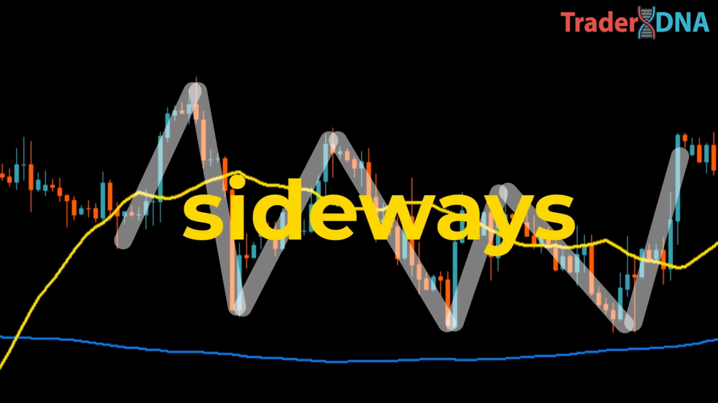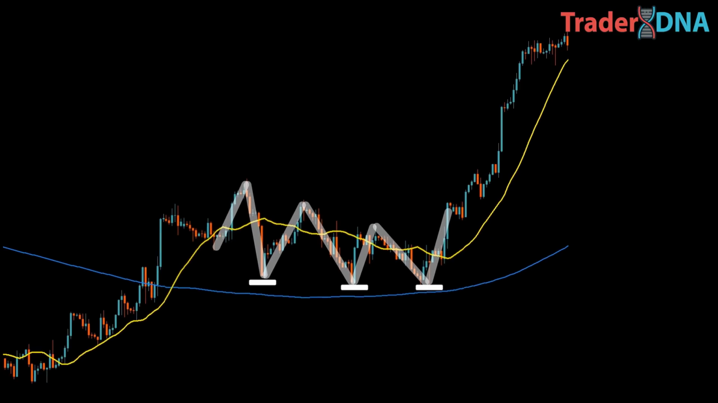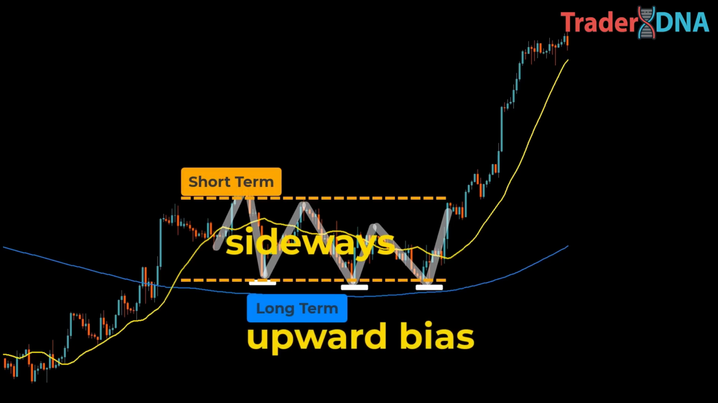However, at the same time, the price remains consistently above the 200 period moving average. This suggests that, from a long-term perspective, the price is in an uptrend. So, we're dealing with a sideways trend in the short term, but with a long-term upward bias. In such a situation, we have a couple of options.